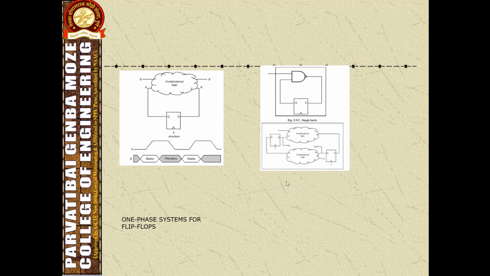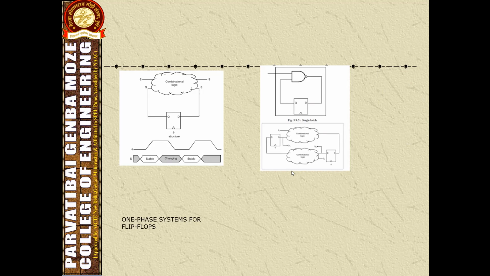So, we have seen the one-phase system. Now, let's see the two-phase system for the latches. In a two-phase system, latches cutting the combinational circuits are used to latch the values. In order to understand the two-phase system for the latches, consider the single latch here in this figure.